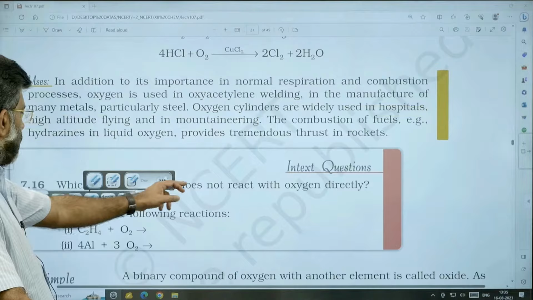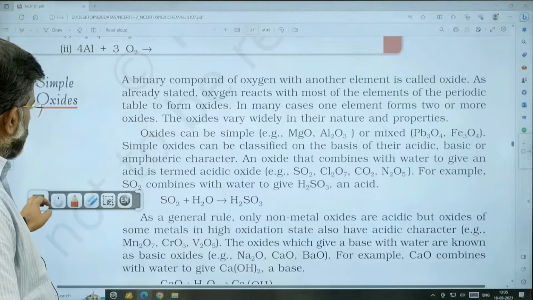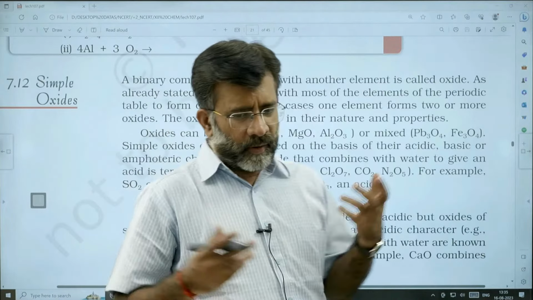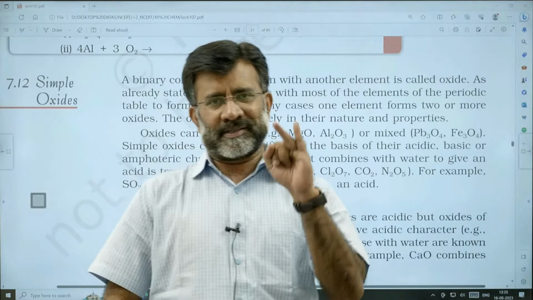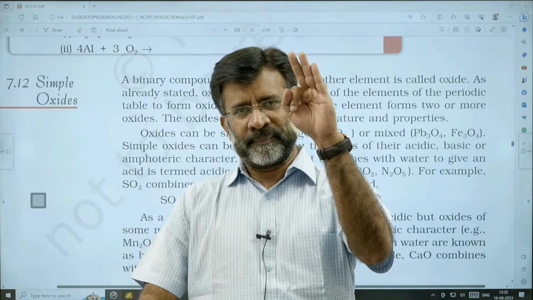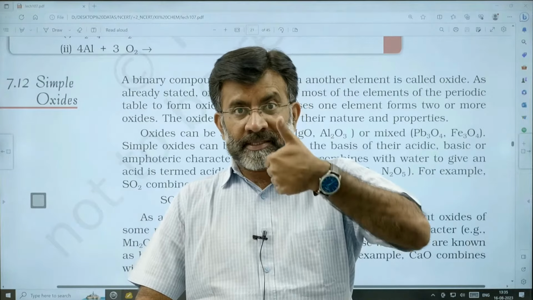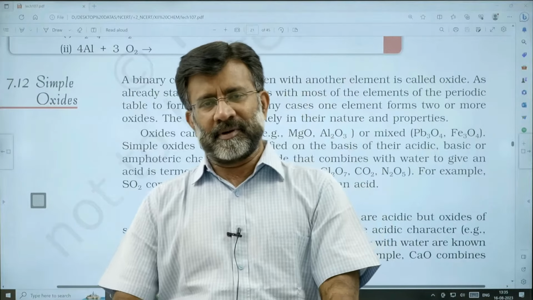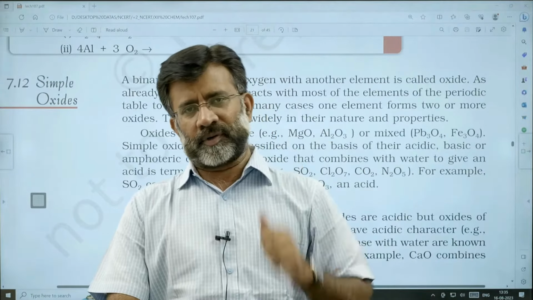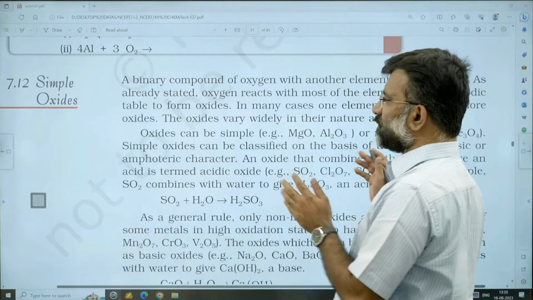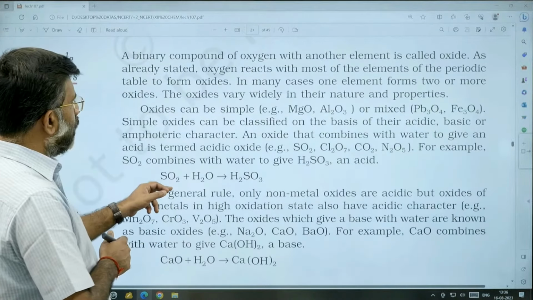That is about dioxygen. Now there is a talk on oxides. I think all of you know regarding oxides. There are a variety of oxides: acidic oxide, basic oxide, neutral oxide, amphoteric, mixed oxides, simple oxides. Simple oxides are further classified into acidic, basic, neutral, amphoteric. So you may get pretty good information from this area regarding oxides. Let's have a look.